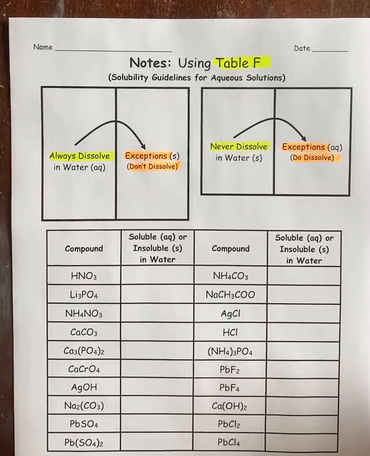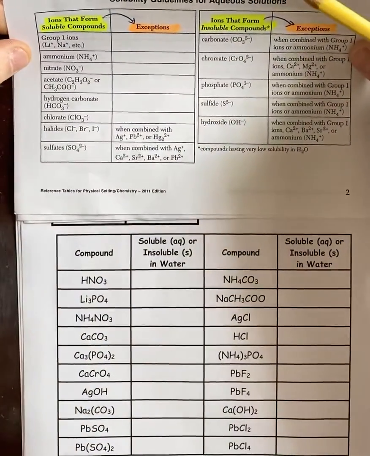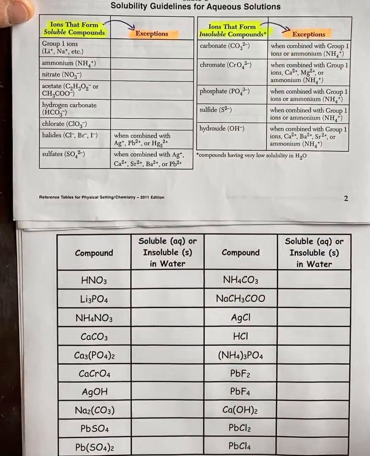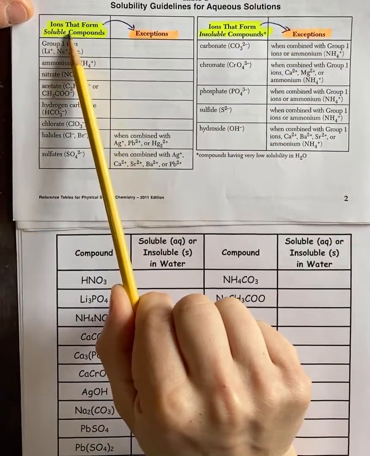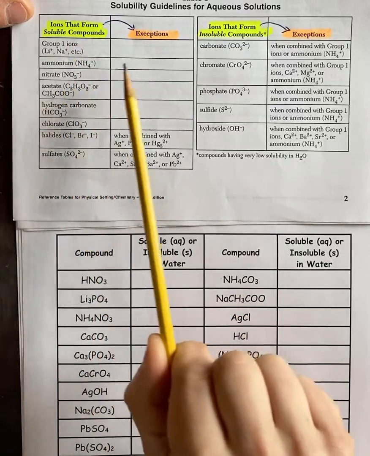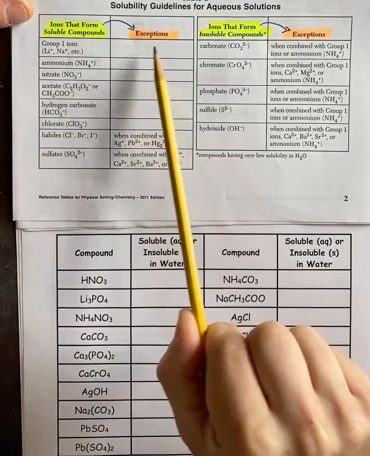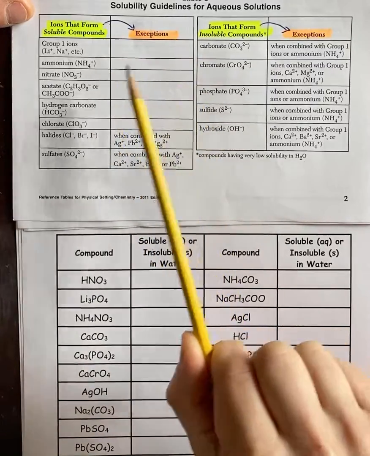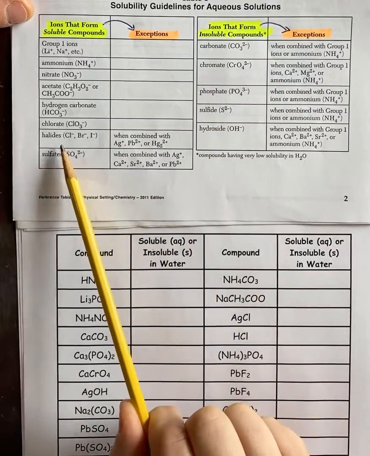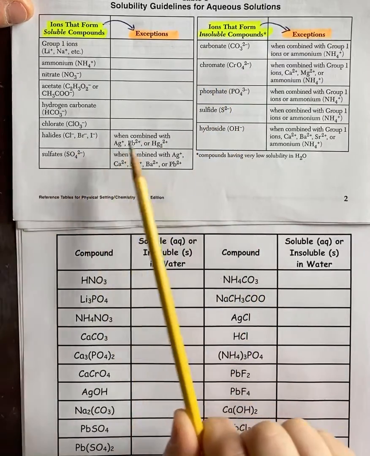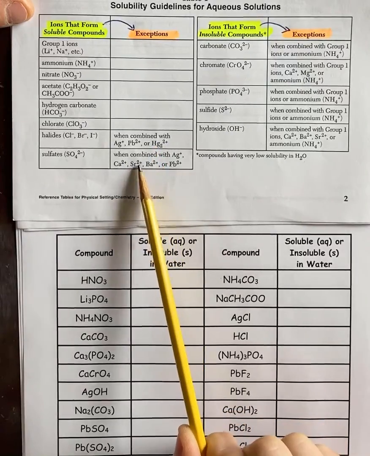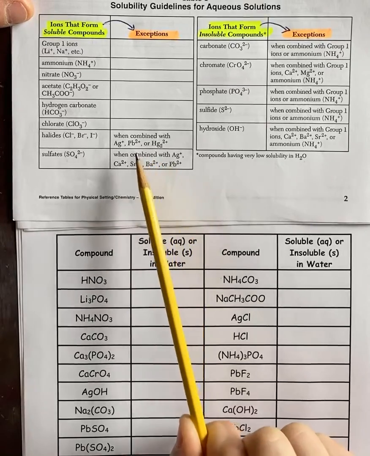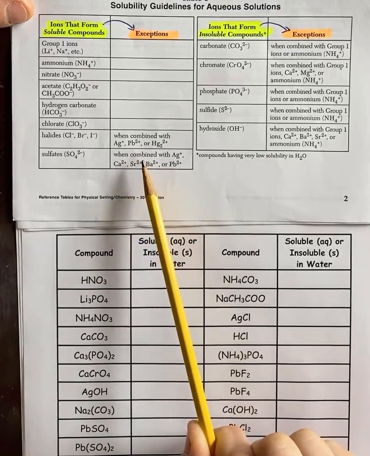So Table F looks like this on your reference table, and I color-coded it the same way. These ions form soluble compounds, so these guys dissolve, except when they're with something to the right. So if you notice this whole section up here, they don't have exceptions, so therefore they always dissolve without exception. These two at the bottom, they always dissolve, except when they're with one of these. You have to pay attention to the oxidation state. If the metal is not the exact oxidation state that's listed here, then it does not count.